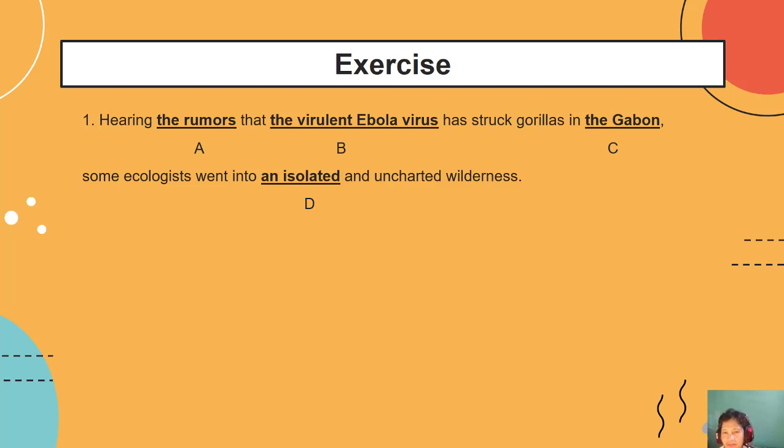Hearing the rumors, the virulent Ebola virus, the Gabon, all with articles. So which one is wrong? Okay, this one. Why? Because it is a name. So we just have in Gabon without the, proper name. So we don't need the.